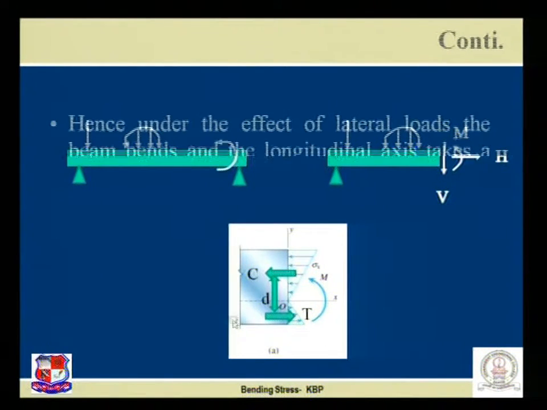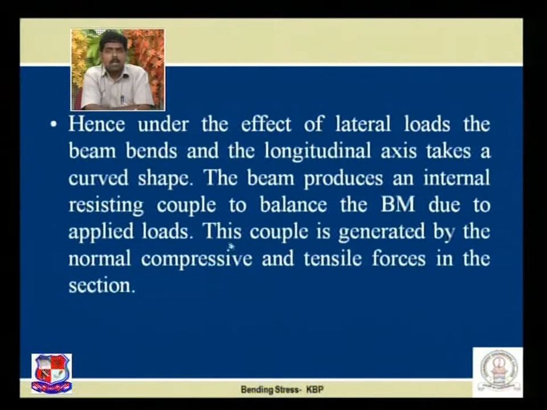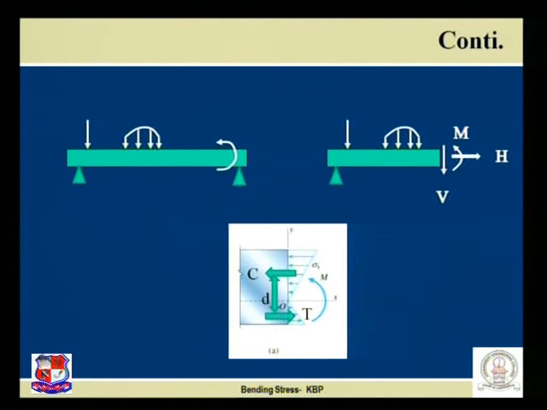Precisely, under the effect of lateral loads, the beam bends and the longitudinal axis takes a curved shape. The beam produces an internal resisting couple to balance the bending moment due to the applied load. This couple is generated by normal compressive and tensile forces in the section that we have seen over here in the previous slide. Please refer.